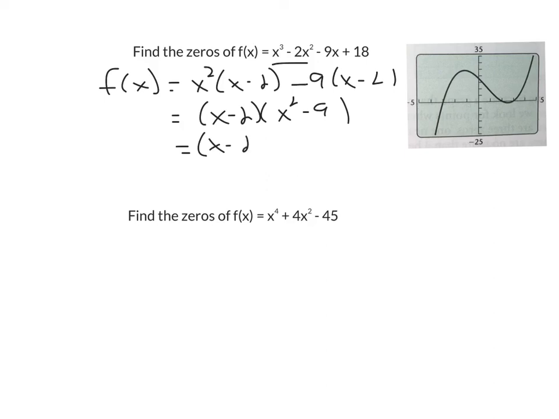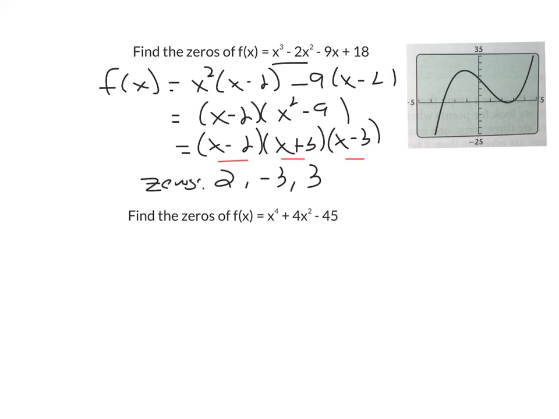So it gives me x minus 2, and x squared minus 9 is the difference of squares. You can write that as x plus 3, x minus 3. So your zeros would be 2, -3, and +3. Those would be your zeros. Your zeros come from whatever makes your factors 0.